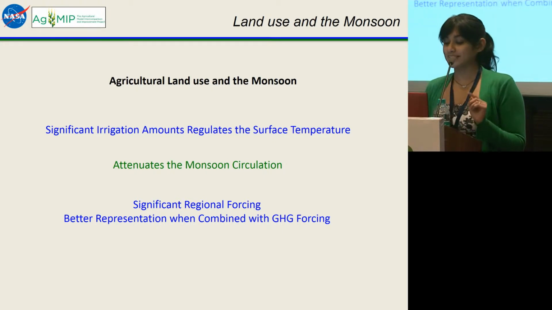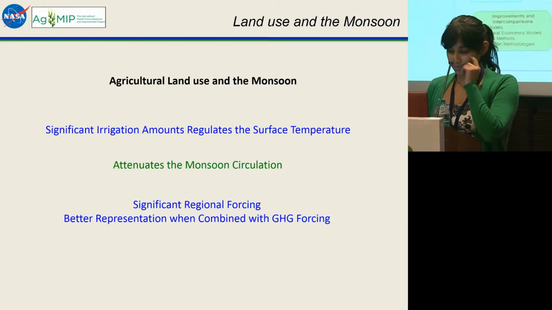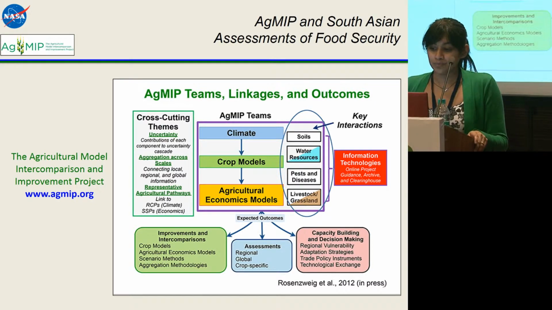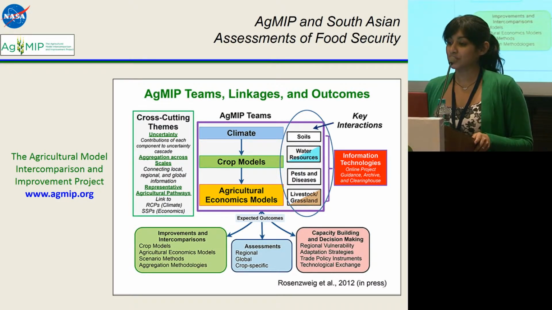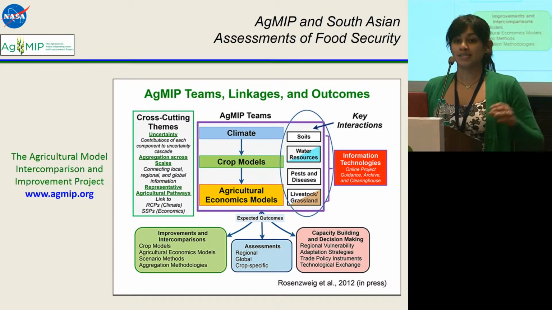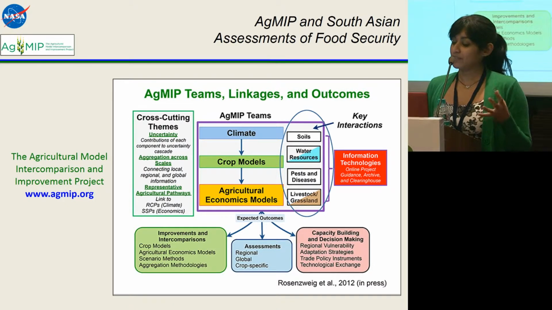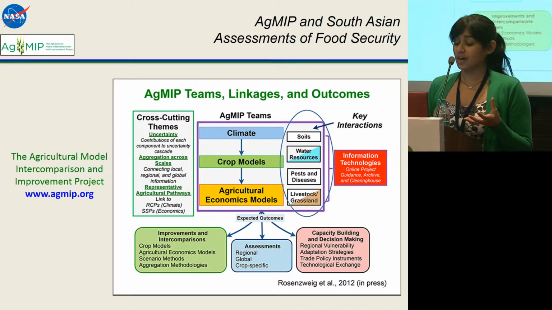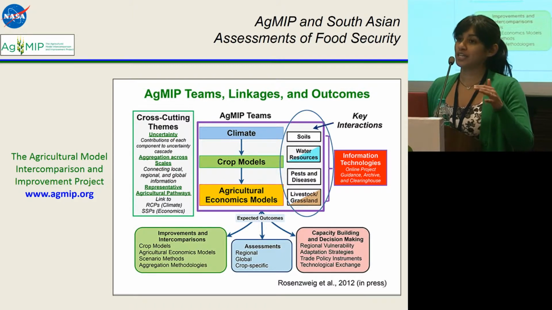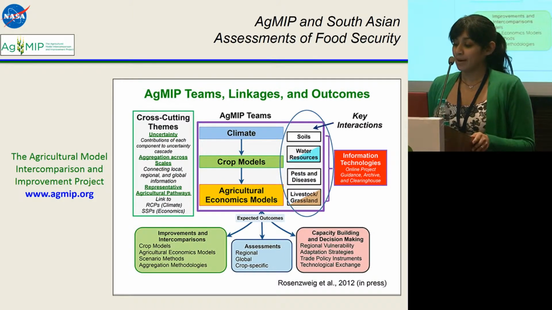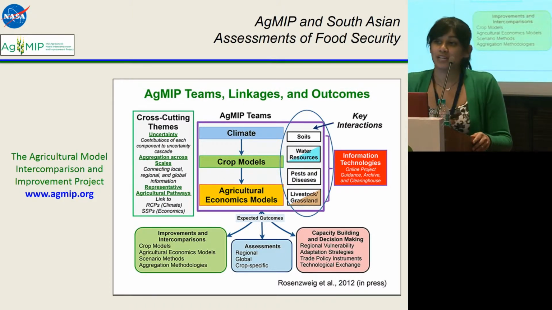I just want to quickly touch upon and make a point. So I work primarily with the Agricultural Model Intercomparison Project, and what we're trying to do is take all the climate models we have available, all of the crop models who are willing to join us, and some agroeconomic models, and understand the impact of climate change on food security. And water resources is a key interaction that we're looking at.